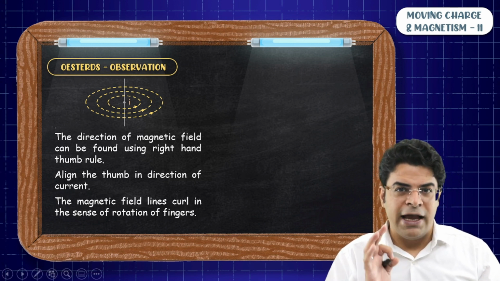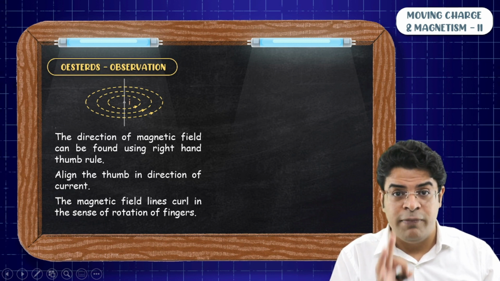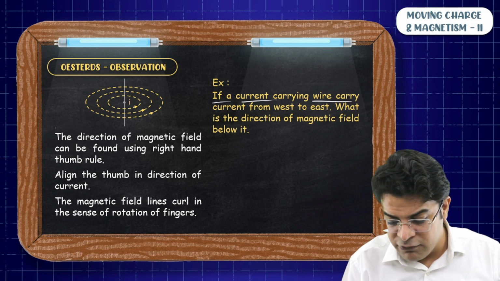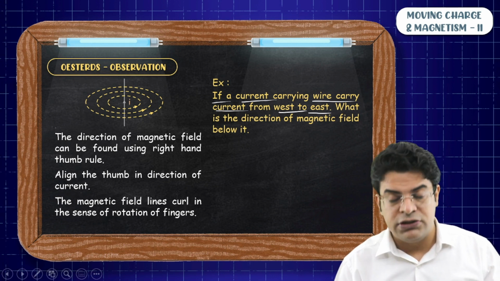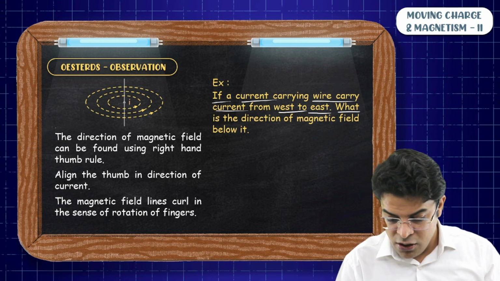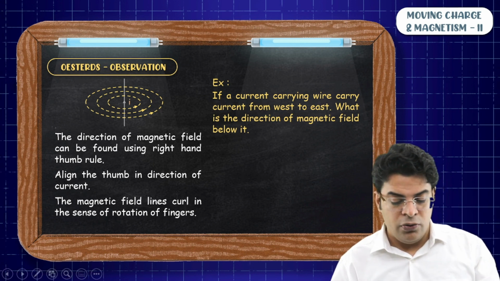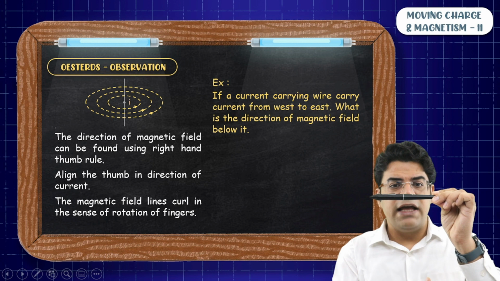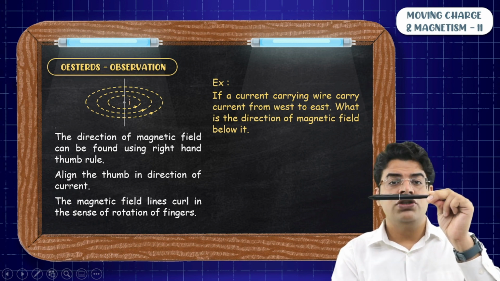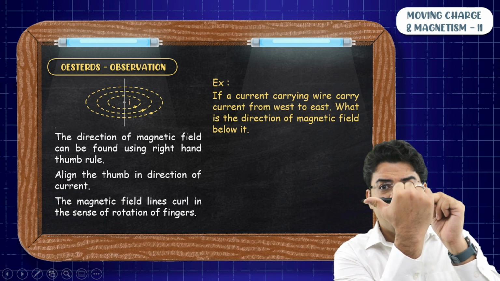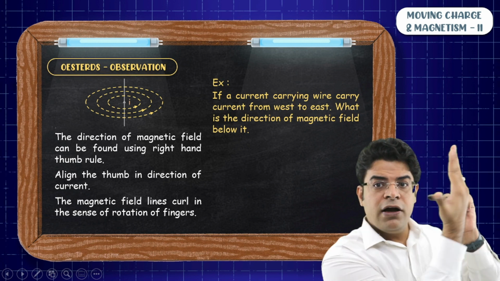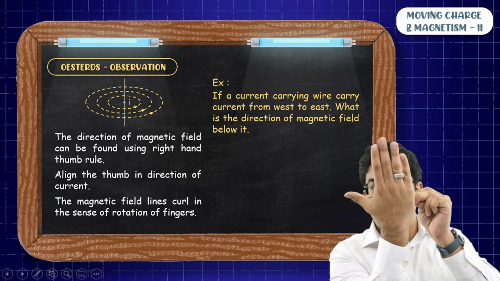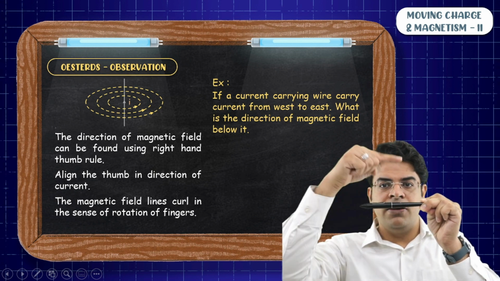So let's see some examples to identify the direction of magnetic field produced by a current carrying wire. The first example goes like this: a current carrying wire carries current from west to east. What is the direction of magnetic field at a point below it? So visualize a current carrying wire carrying current from west to east. Align the thumb of right hand in the direction of current and then curl your fingers. The way your fingers curl, in the same way the magnetic field lines will be curling around this wire.